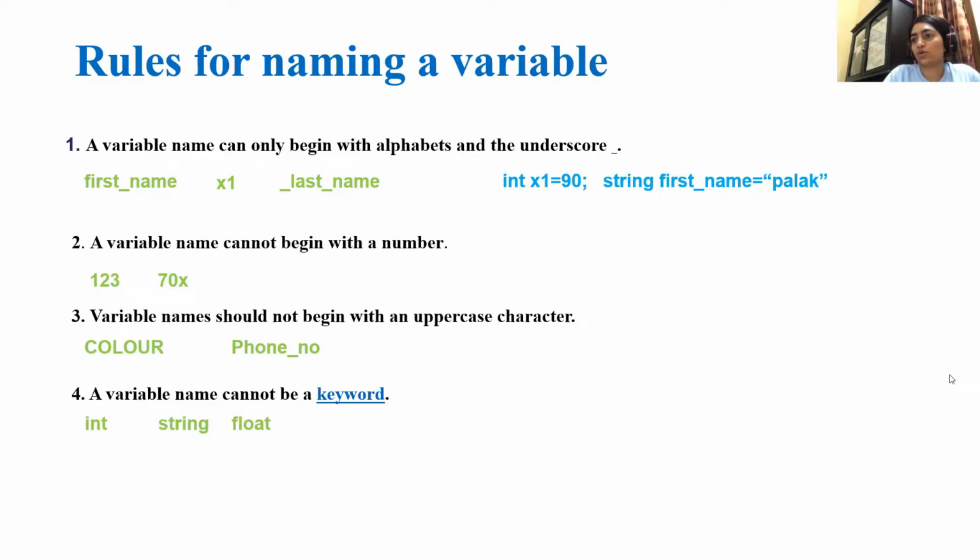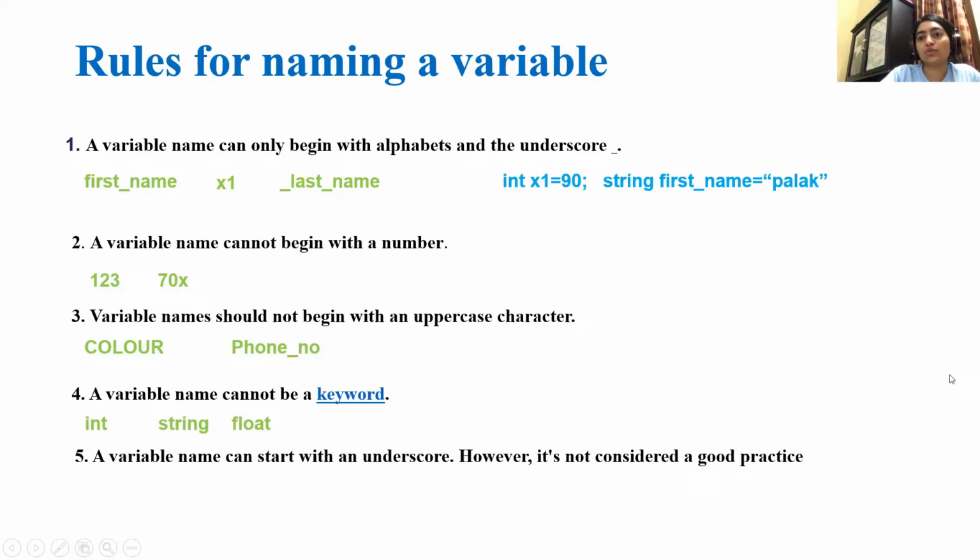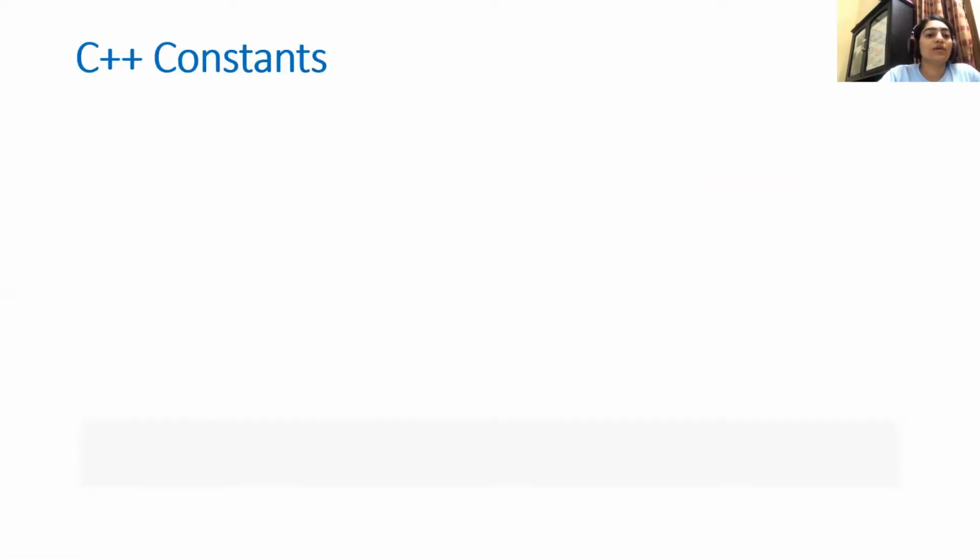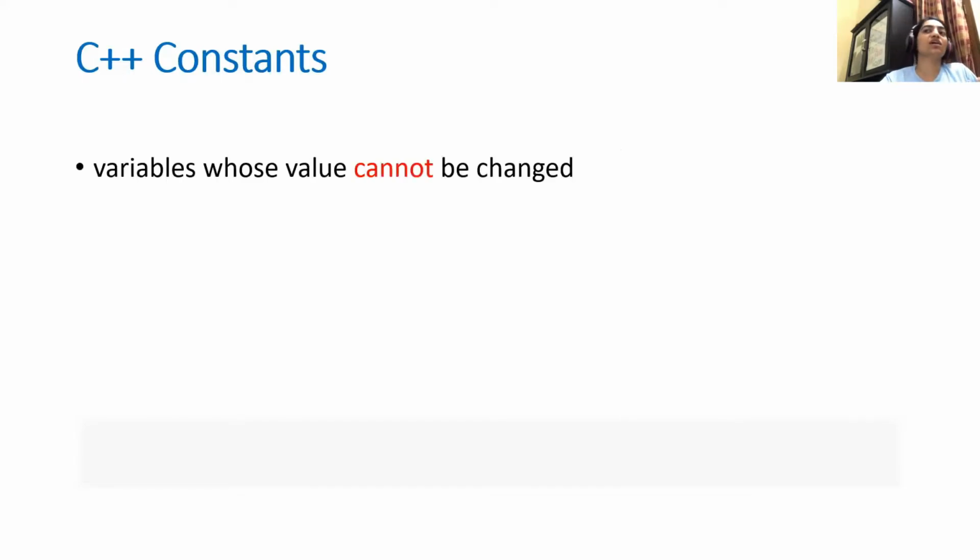Now, next rule is that a variable name can start with an underscore, but it's not a good practice. See here, I have started with underscore last name, but it's not a good practice. Okay, now what are C++ constants? Constants are the variable values which cannot be changed once you have assigned them.